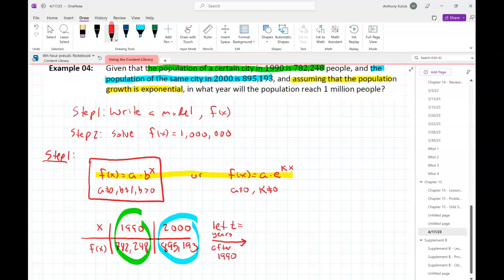I'm just going to define a new variable t to represent the years after 1990. So what does that first point going to become then? What's my value for t? So the original point was 1990, comma, 782,248. That was x comma f of x. My value for t then would be 0, right? There's 0 years after 1990 in 1990.